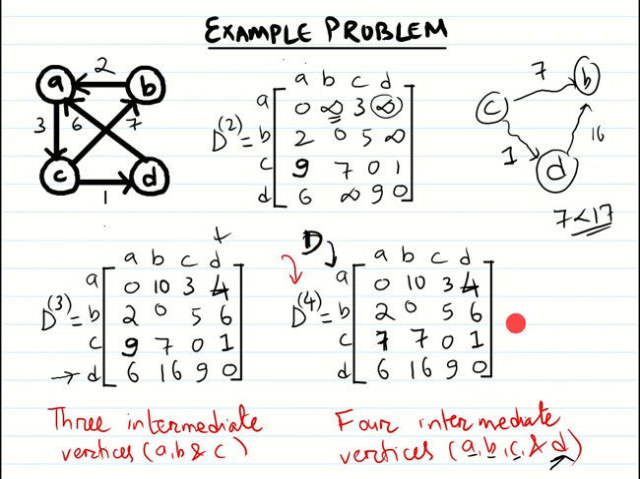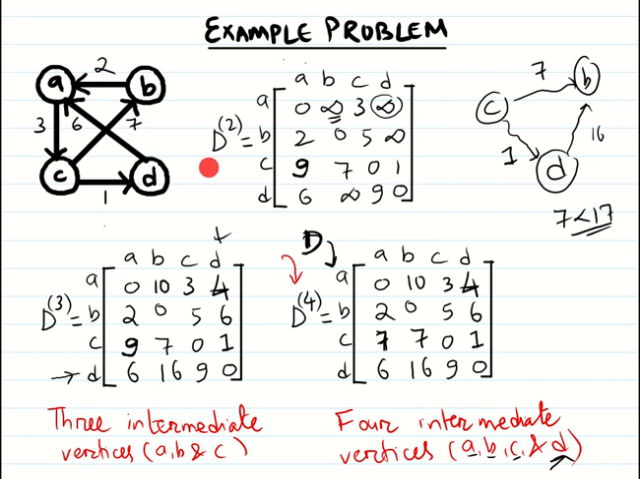Now this distance matrix will finally give us the shortest path from each vertex to all other vertices. Like from A to A, obviously it's 0, A to B is 10, A to C is 3, A to D is 4. Similarly, B to A is 2, B to C is 5, B to D is 6, and so on. So this is our final answer. To calculate D4, we have reused the values from D3. To calculate D3, we have reused the values from D2, and so on. Because we are reusing the values that have already been calculated, this is a dynamic programming solution.